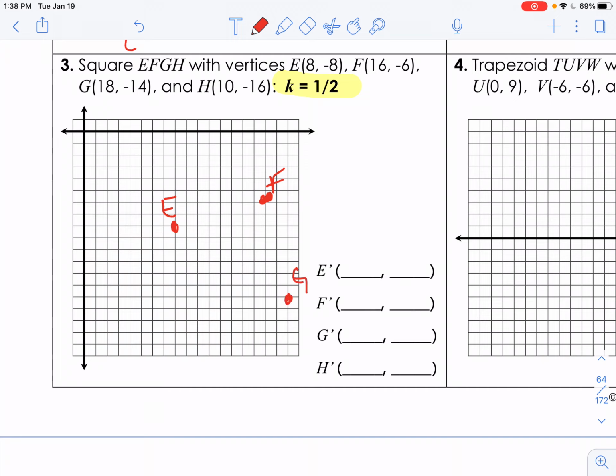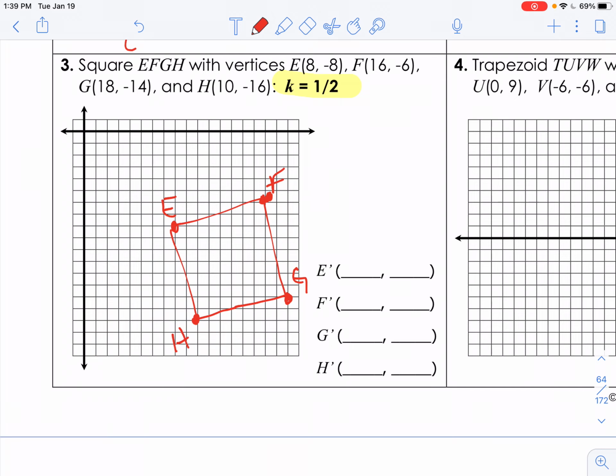Okay, that's G. And then H is right 10, down 16. 1, 2, 3, 4, 5, 6, 7, 8, 9, 10, down 16. So that should be here. Okay. Connect those vertices. And we have our square. All right.